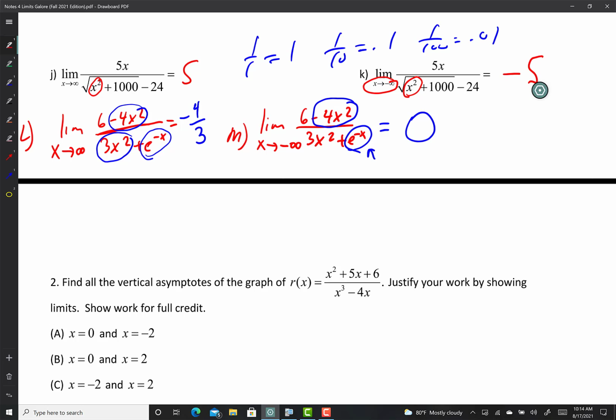Well, because you've got to see what direction you're going. On this one, I was approaching positive infinity. On the other one, I'm approaching negative infinity. So if I'm approaching positive infinity, I know e to the negative x is approaching 0. As x approaches infinity, e to the negative x is approaching 0. It doesn't affect it, because it's 3x squared plus some insignificant number, plus practically 0.